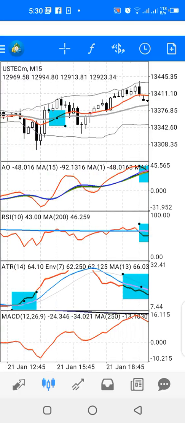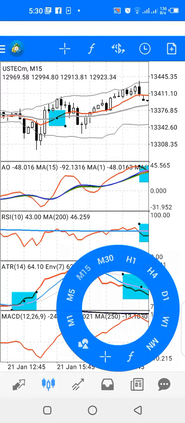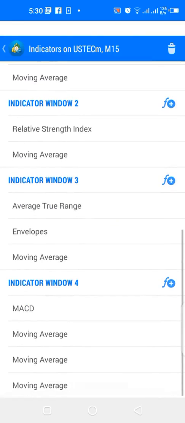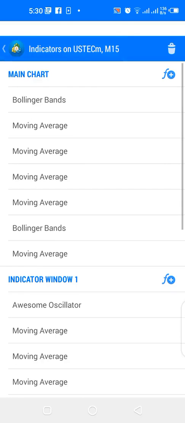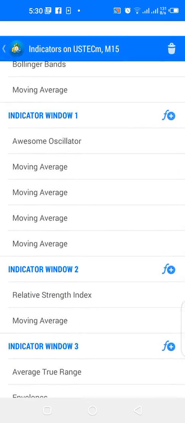Now let's look at indicator window 4. Let's look at settings. Indicator window 4, we have MACD and some moving averages. For MACD, fast EMA is 12, slow EMA is 26, MACD SMA is 9. Apply to close. The color of the main style and the signal style will match the background color of your empty MetaTrader chart.